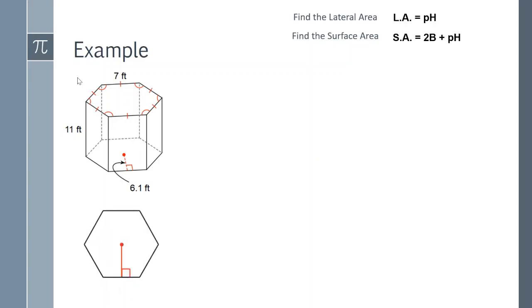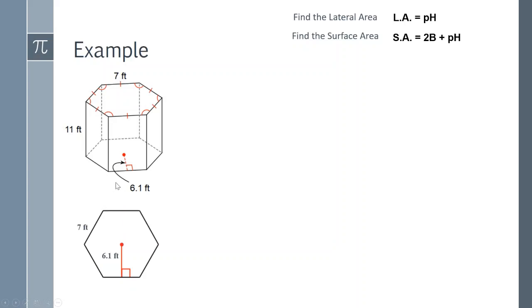So you notice that the only piece of information we're given right here is this distance from the center of the hexagon to the side of the hexagon. That's called the apothem, if you recall. So that's what we need in order to find the area. And we're also given that one side of the hexagon is 7. So here is the information that we need to find the perimeter and to find the area.